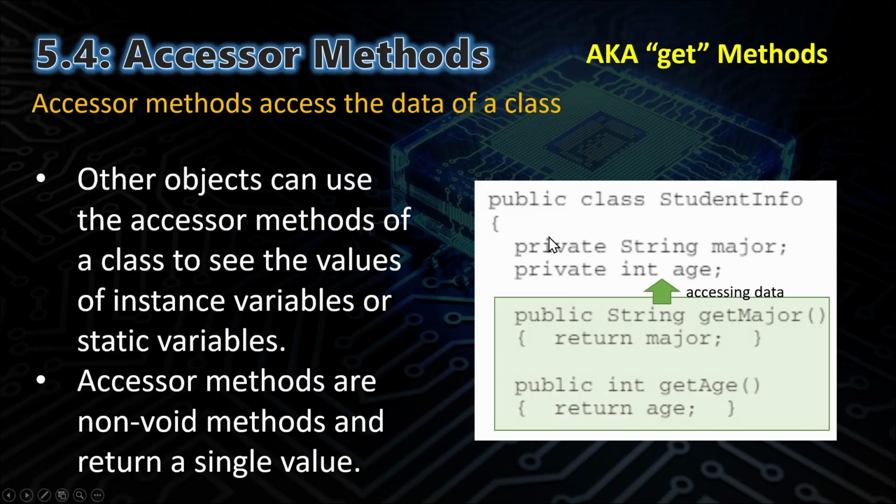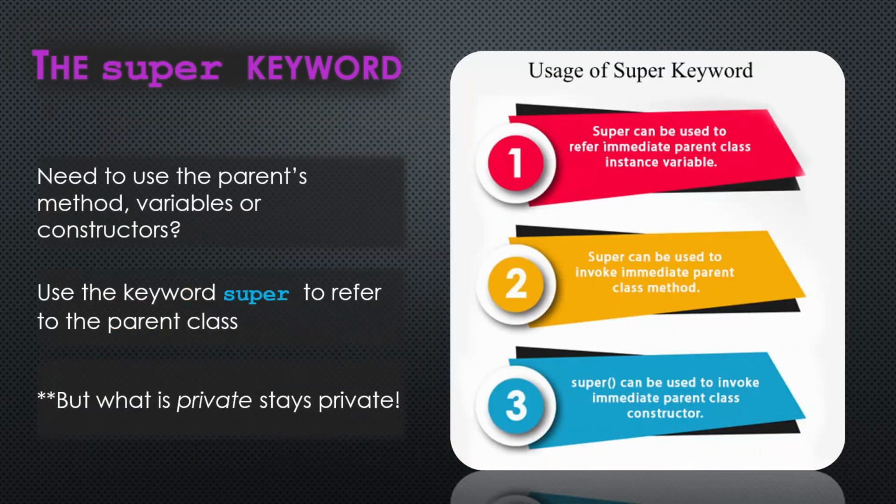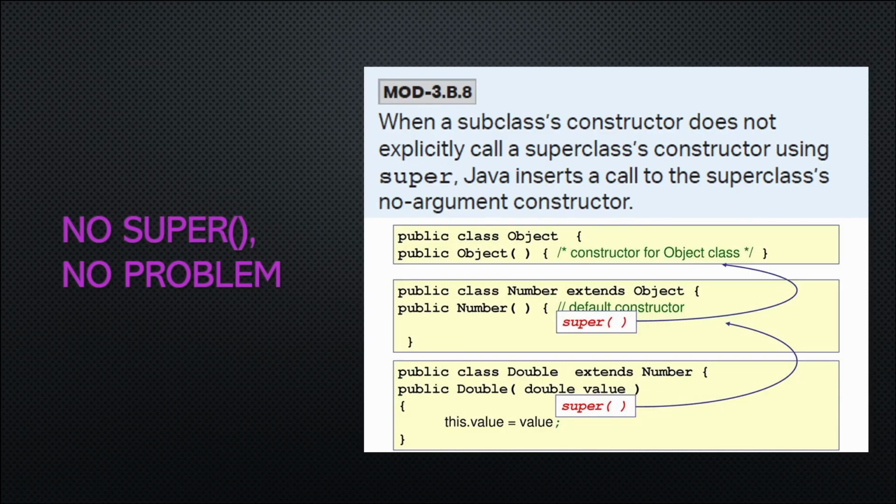So the super keyword is generally used, but if you don't use it, it'll automatically insert super in there, and it's going to use the default one, right? So here's an example where super is not defined. Super would be defined here. So this is a subclass of object. Super is going to get automatically put in there and call the constructor of the superclass.